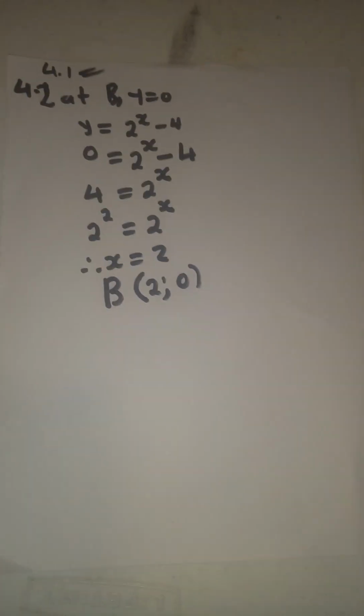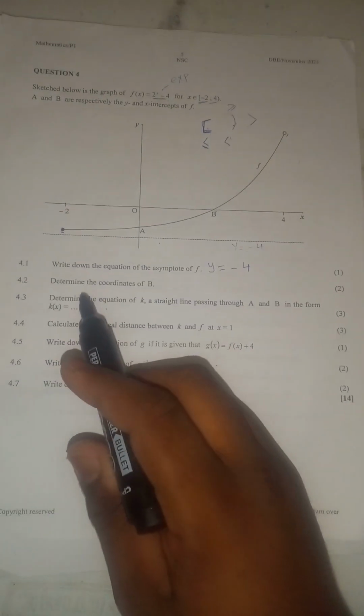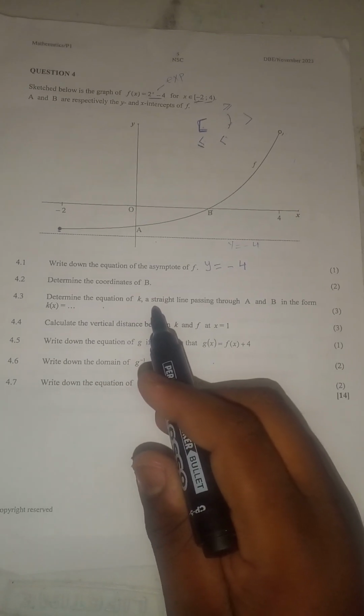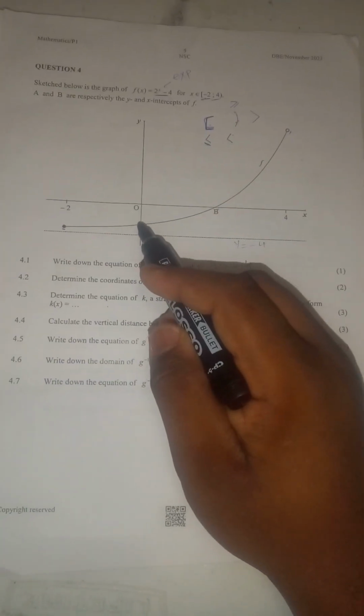Oh, sorry, this is 4.2. 4.1 is already answered. So now let's go to 4.3. As you can check here, they are saying: determine the equation of k, a straight line which passes through point A and point B, in the form k of x is equal to. So they want the equation of a straight line.